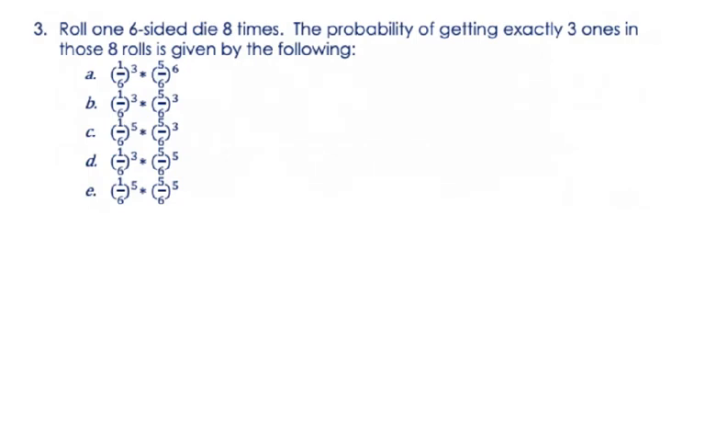Alright, so number 3. Roll one 6-sided die 8 times. The probability of getting exactly 3 ones in those 8 rolls is given by the following. See if you can pick out the correct one in 1, 2, 3. This one, D, is your correct answer.